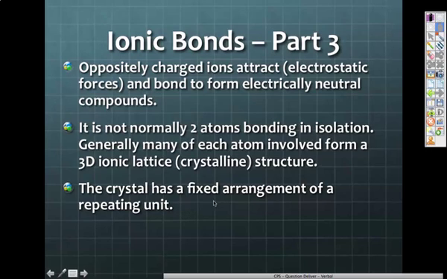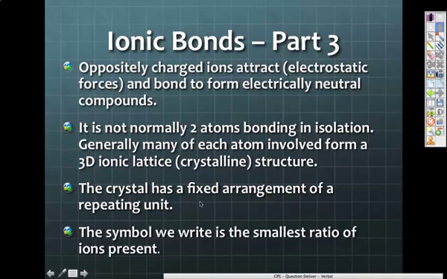Sodium cations attract the chlorine anions. That's what holds them together. The symbol that we write, however, is going to be the smallest ratio of those ions present. So we write NaCl rather than Na1000Cl1000, actually counting out how many of the atoms we have.